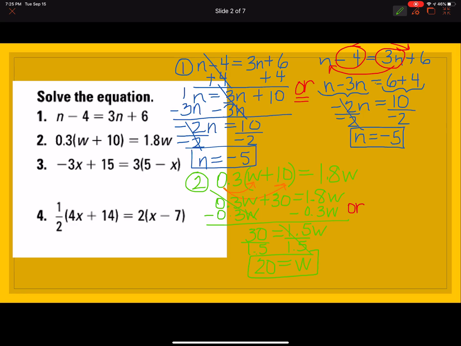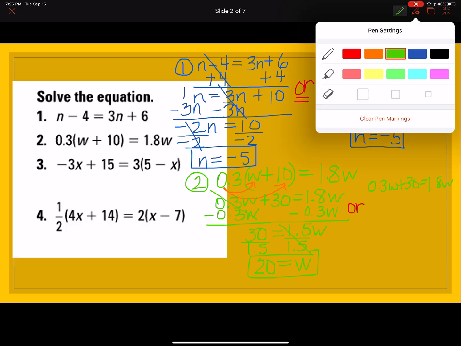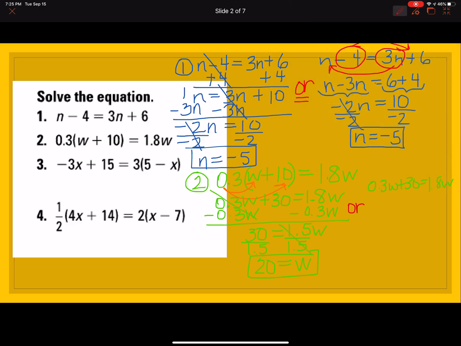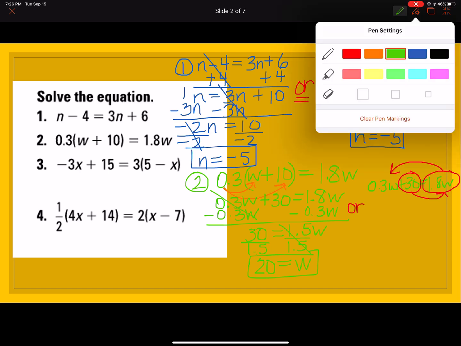So if I were to take this same equation, 3/10 W plus 30 equals 1.8 W after I've already distributed, I know that I'm going to need to move these terms. So if I take the 30 and move it to the other side, and I take the 1.8 W and move it to the other side, I get a new equation.